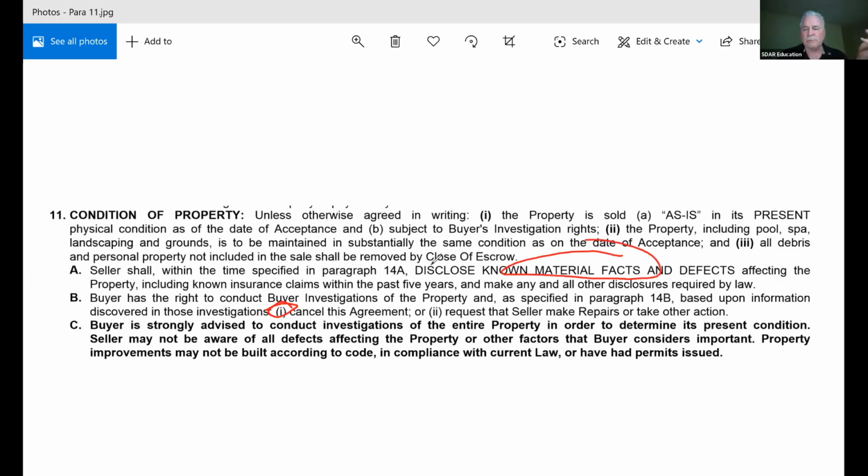Buyer orders a physical inspection. The inspector goes around. He finds a bunch of lights aren't working. He determines that it's an electrical problem versus a light bulb problem. Well, that might be a material fact, right? But it may be an incidental situation. So if it is just light bulbs, that's going to be a losing proposition, right?